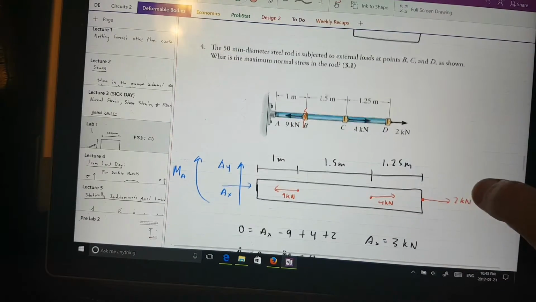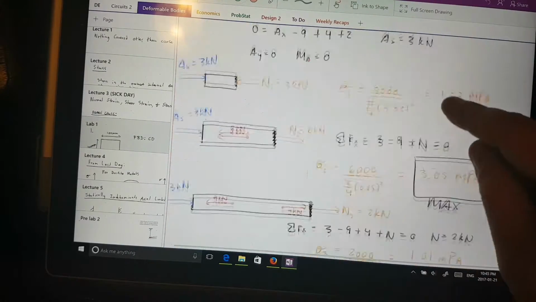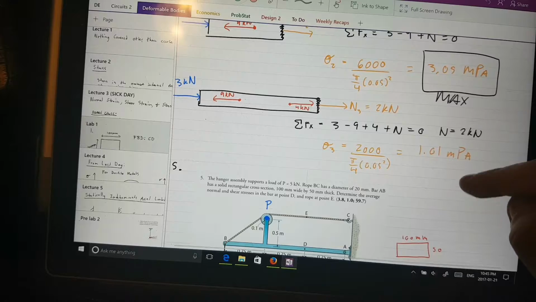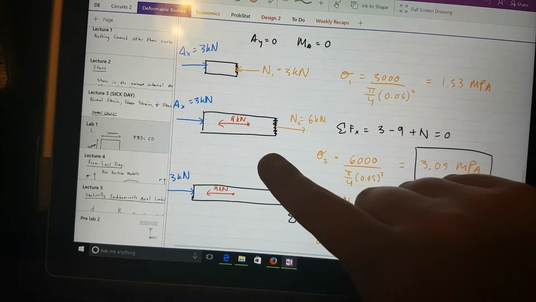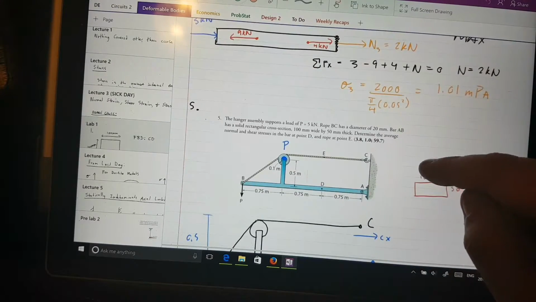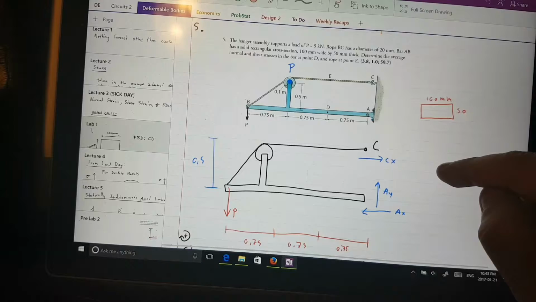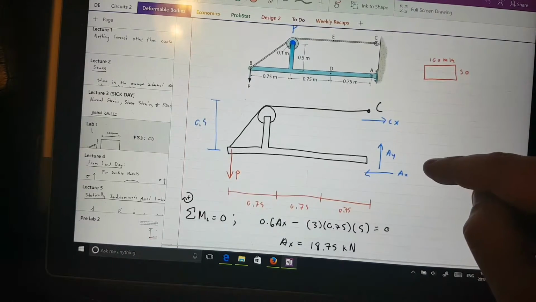There's a maximum normal stress in the rod, so just do a section at each part and see which one is the biggest. So that'd be the maximum right there, because that had the highest normal force. Okay, 24 minutes. I can finish. This one could have taken forever.